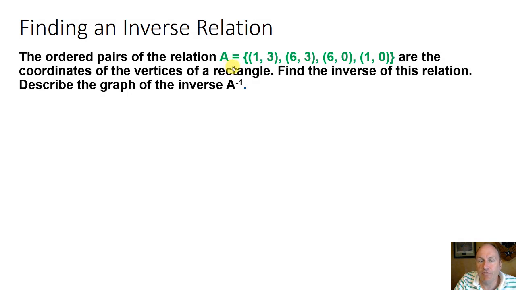We're given the ordered pairs of the relation A: (1, 3), (6, 3), (6, 0), (1, 0), and those happen to be the coordinates of the vertices of a rectangle. So we want to find the inverse of relation A, and we'll describe the graph of it.